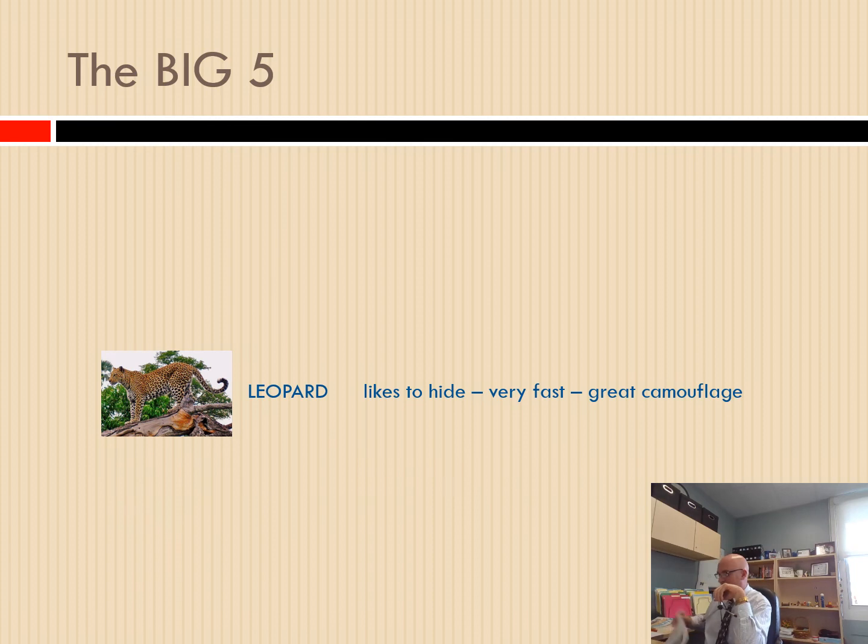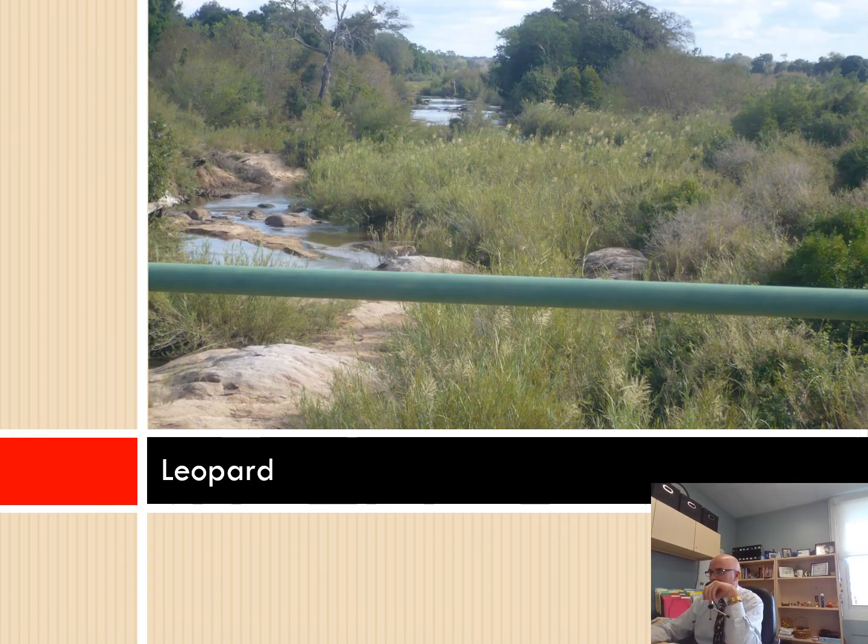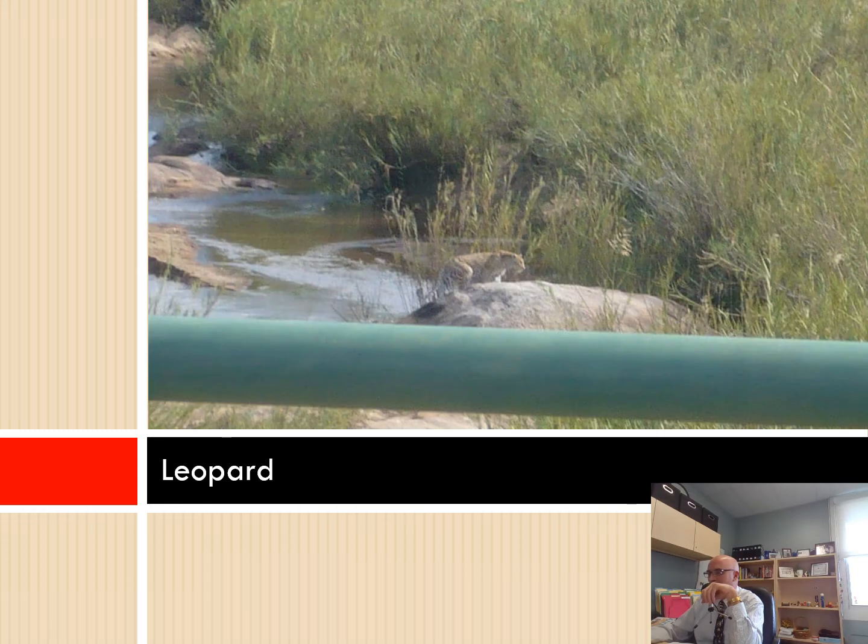All right, that leaves the last one, and that is the leopard. And it makes sense that this was the last one because leopards like to hide, they're very fast, and they are really, really hard to see. And I only saw one out in the wild, and here's a picture of him. Can you see him? I'll give you a little bit of time to see if you can find him. He's really hard to see because he's got really good camouflage. Here's a little help. Do you see him now?